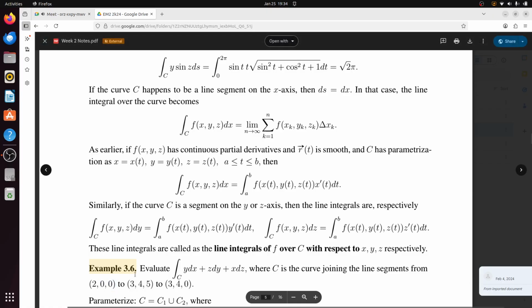So the parametric representation will be x(t) equal to 2 plus t, y(t) equal to 4, and z(t) equal to 5t. And then for C2, your expression will be 3, 4, 5 to 3, 4, 0. So in that case x(t) is fixed at 3, y(t) equal to 4, and z(t) is varying from 5 to 0. So your z(t) will be 5 minus t, where your t is varying from 0 to 5. So now you need to just put those values and integrate over.